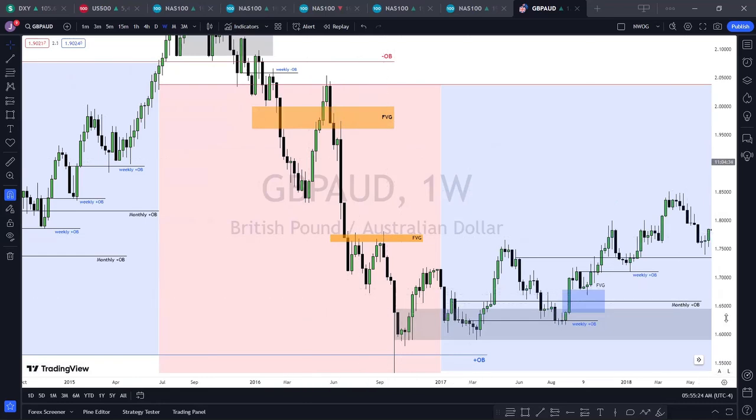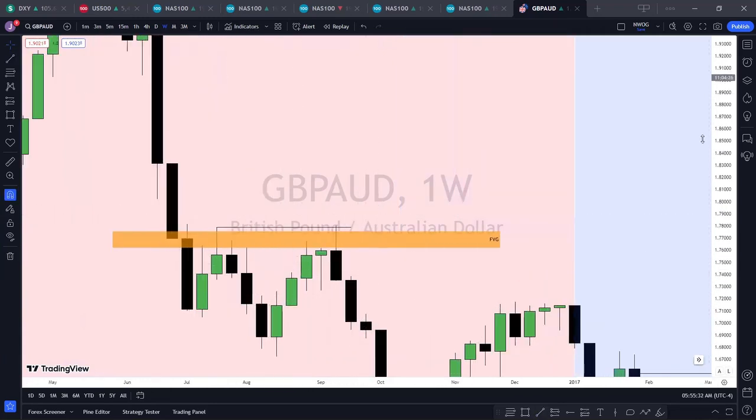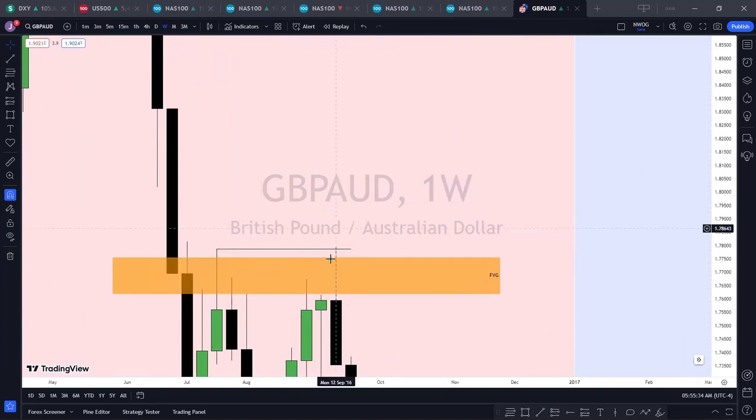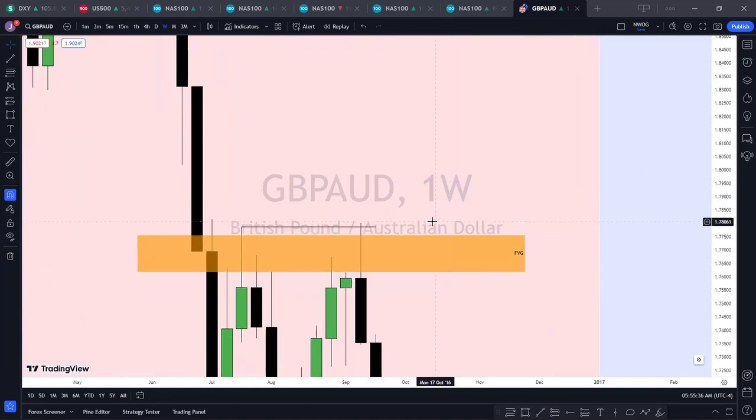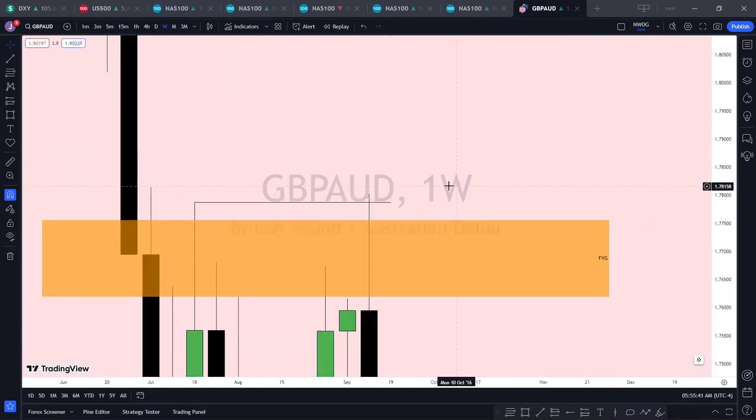So let me expand it so that we see it clearly. I think I should draw a line. See this high? Liquidity was taken here. Mind you, this is a weekly time frame. So you can see how the liquidity was taken. Just hope it's clear enough for us to see.